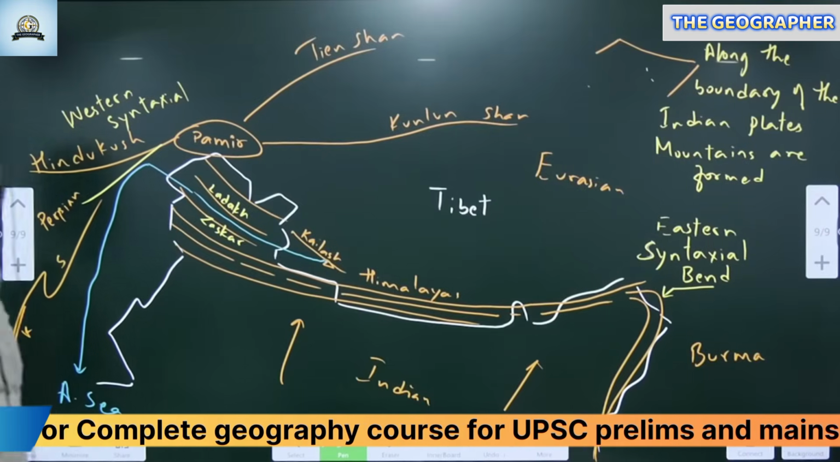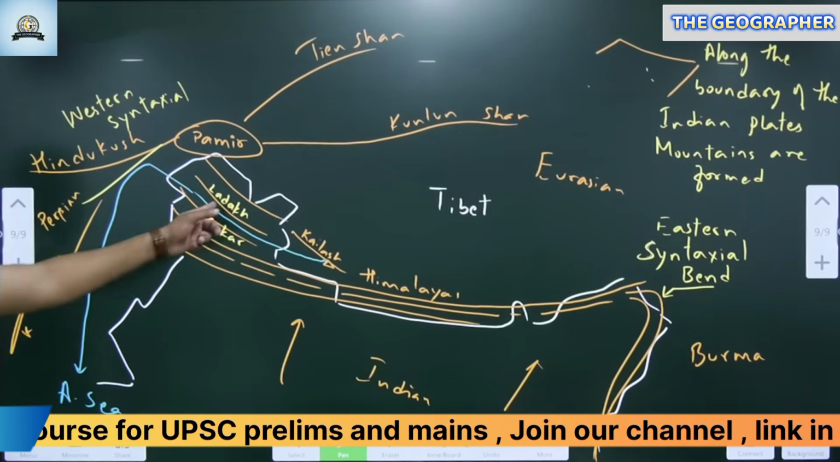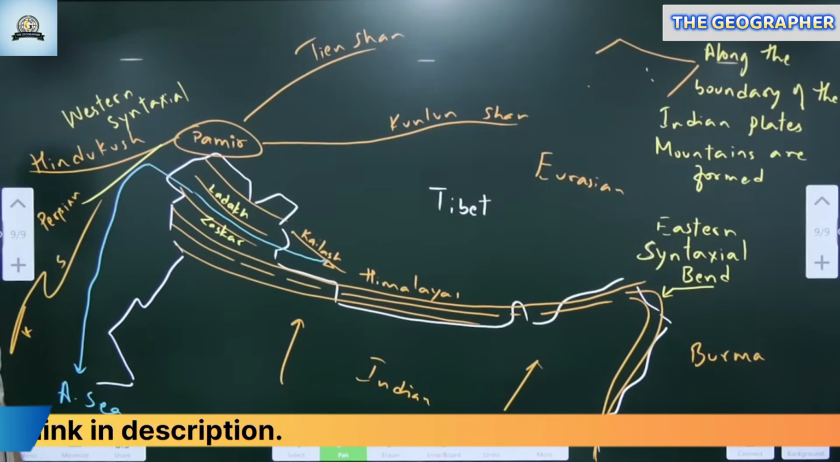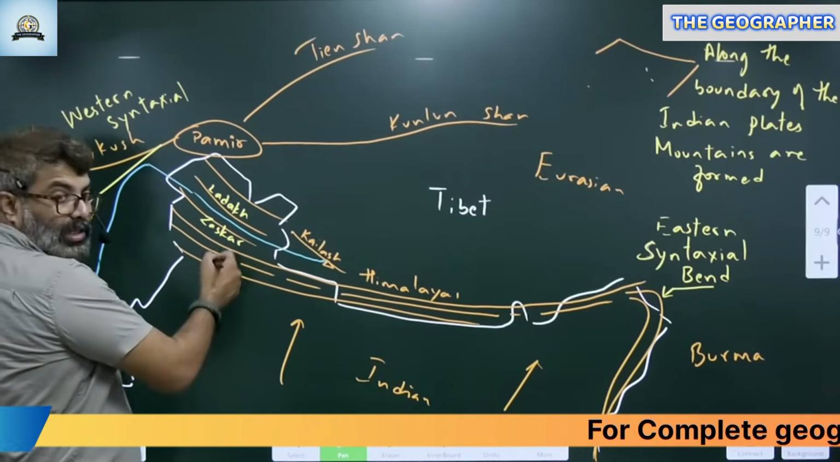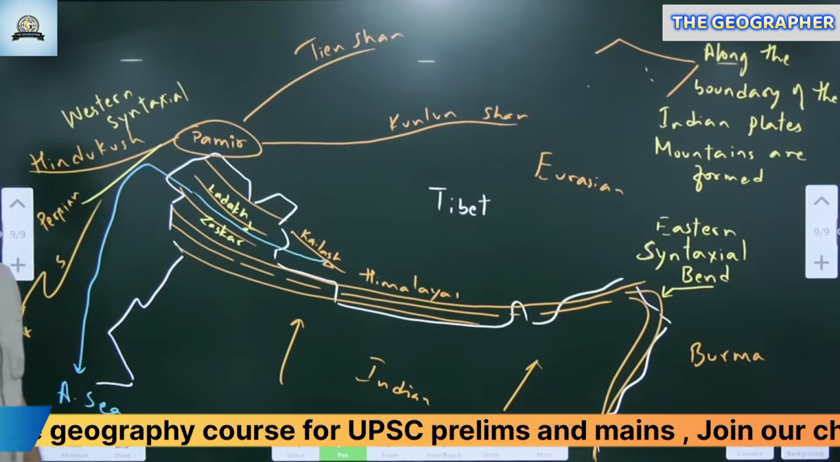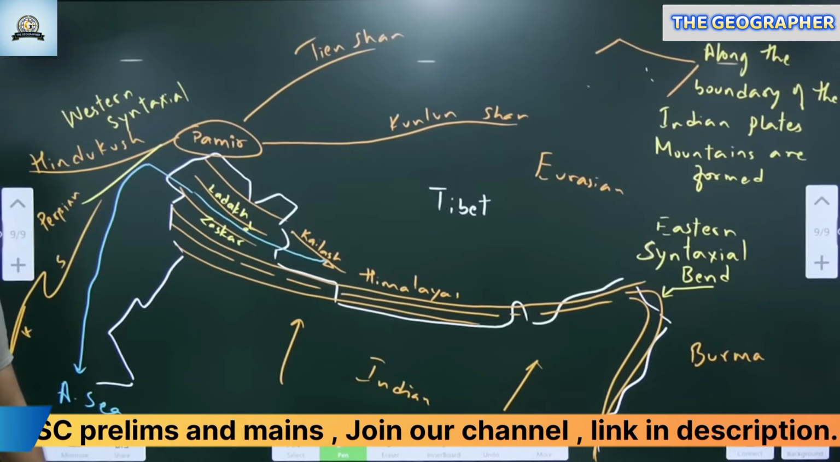I have written the mountain names also. Ladakh and Jaskar. Ladakh range, Jaskar are the ranges. In between these two ranges, the river flows. And Leh. Leh is the capital of Ladakh. Located on which river? Indus.